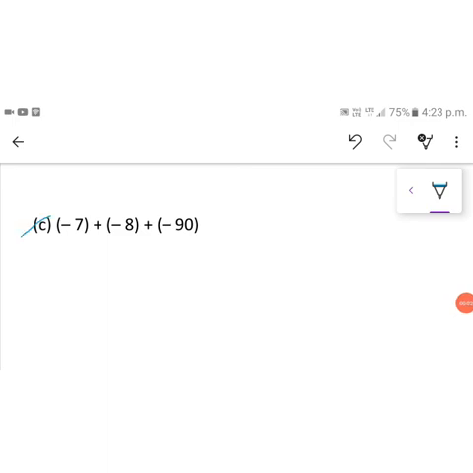Let's see C part. When the numbers have same sign, simply add and put the same sign. Here all the numbers have same sign, minus. So add these three numbers. 7 plus 8 plus 90, we get 105. And put the same sign, minus. So the answer is minus 105.